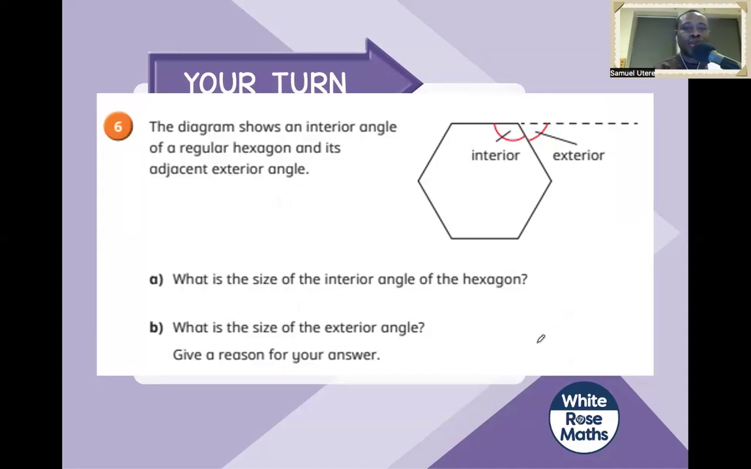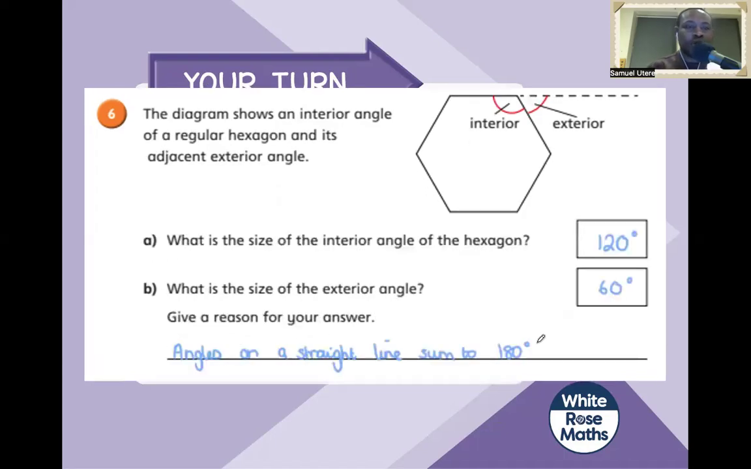Assuming you've paused the video and you've answered question 6, here are the answers. Let's discuss them. For question 6, you were asked, the diagram shows an interior angle of a regular hexagon and its adjacent exterior angle. What is the size of the interior angle of the hexagon? So the first thing you do is you say, well, what is the sum of the interior angles?